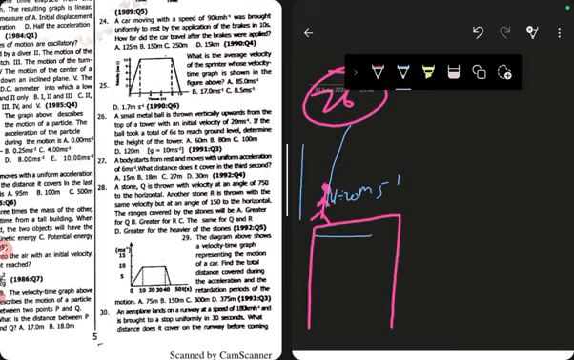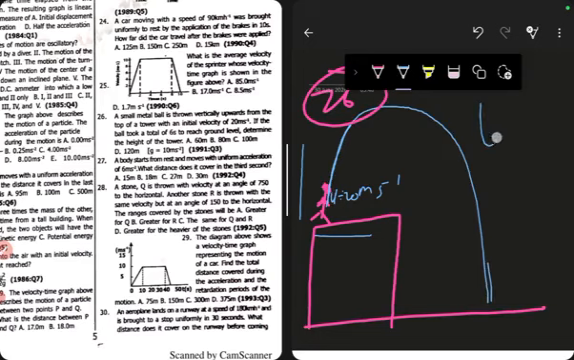If the ball took 6 seconds to reach the ground, that means from here to the ground. Let's draw the ground here. Though this is not a tower if it's not that tall. Total time taken was 6 seconds. Determine the height of the tower. So I'm told to determine the height of the tower.